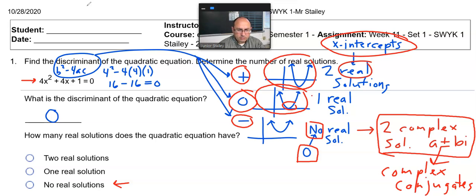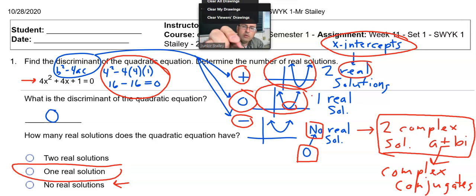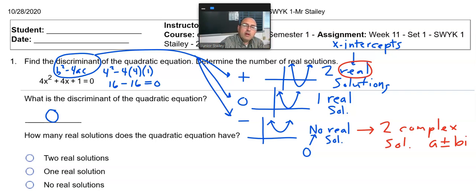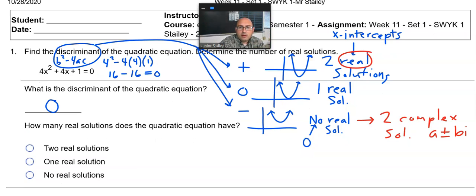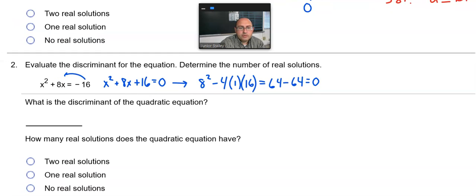All right, so we can clearly see when we did this, for b squared minus 4 times a times c, we ended up with 16 minus 16, which is 0. 0 is in the one real solution situation, so that's the answer to this particular question. This information will be useful to you as we move forward. So, without further ado, let's go to question 2.